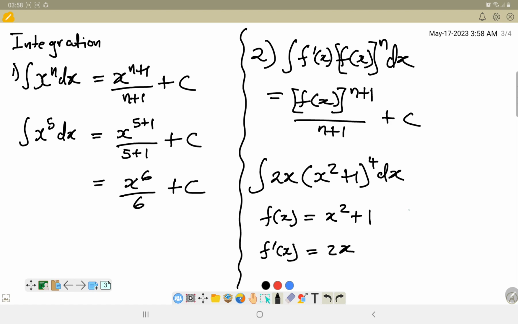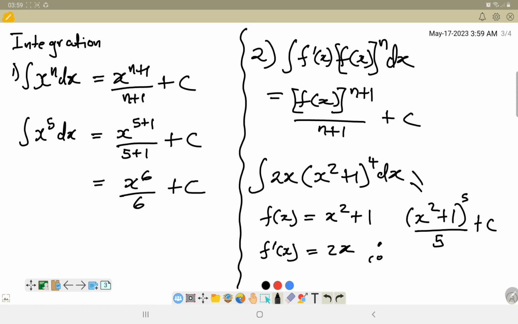So what we can do from here, the solution to this will be x squared plus 1 to the power of our n plus 1, because our n is 4 here. So 4 plus 1 is 5, divided by 5, plus c. So that is the final answer to this integral, because it matches exactly the formula.